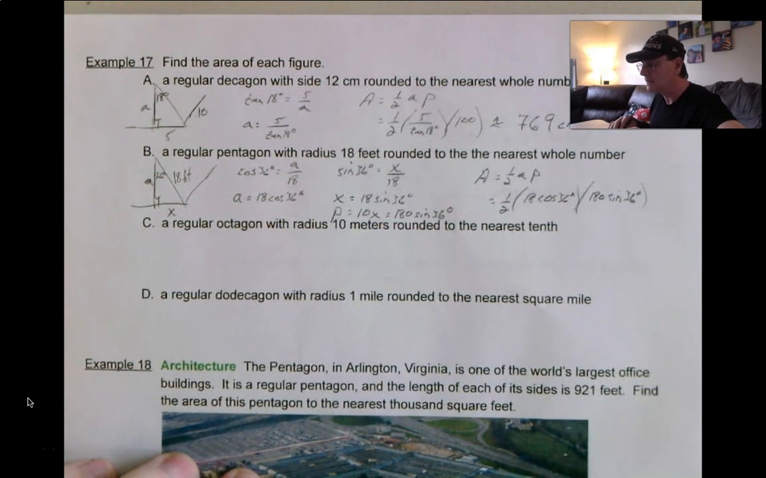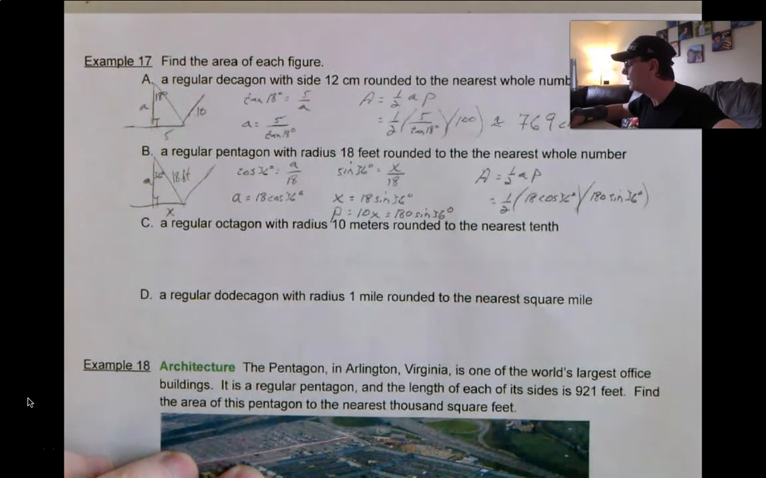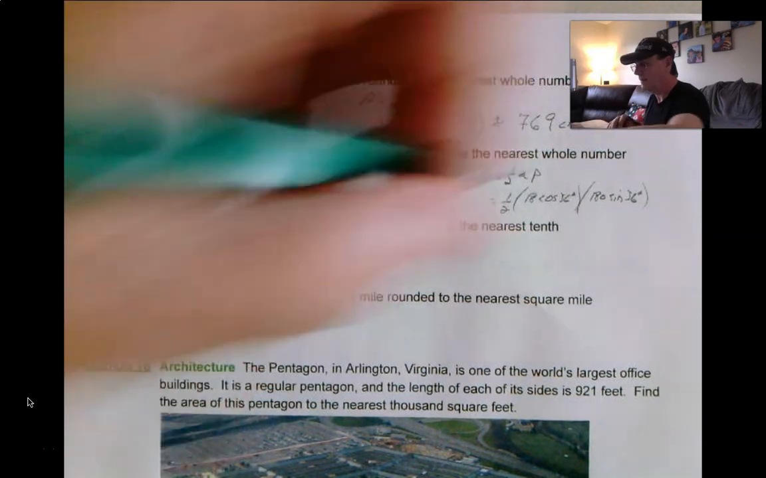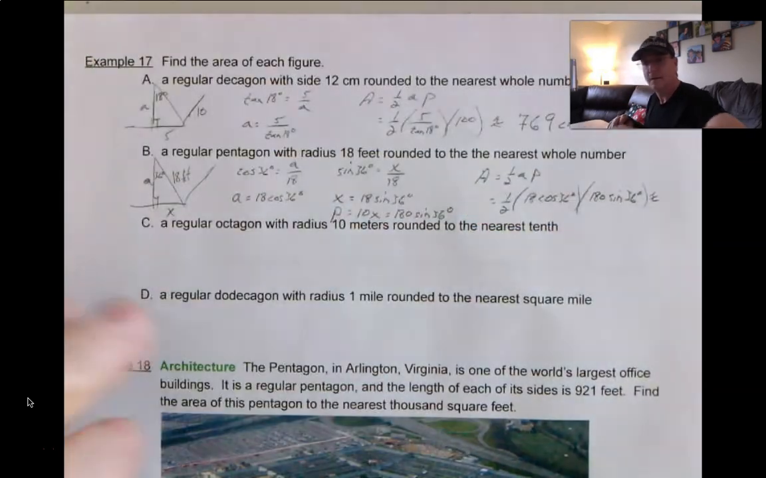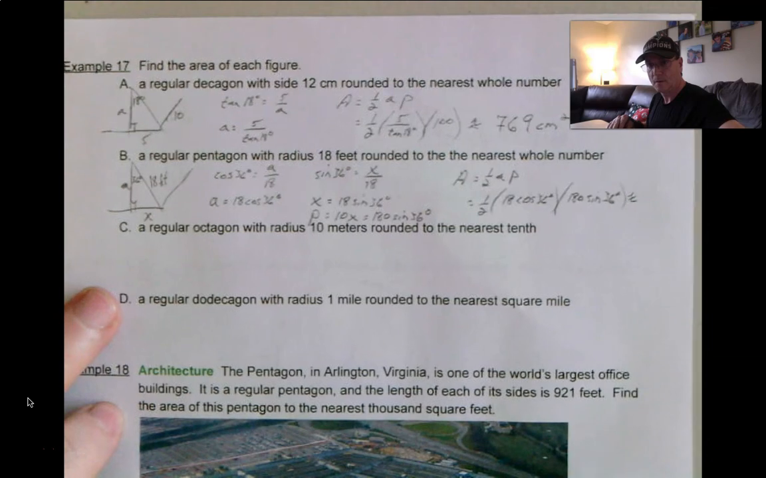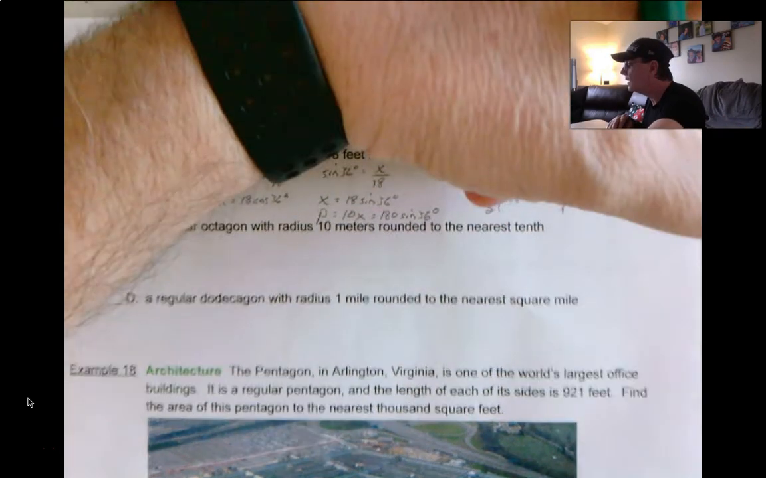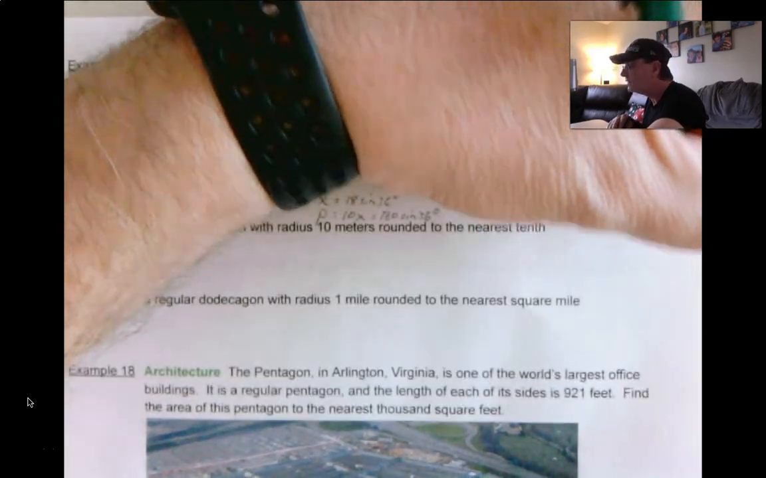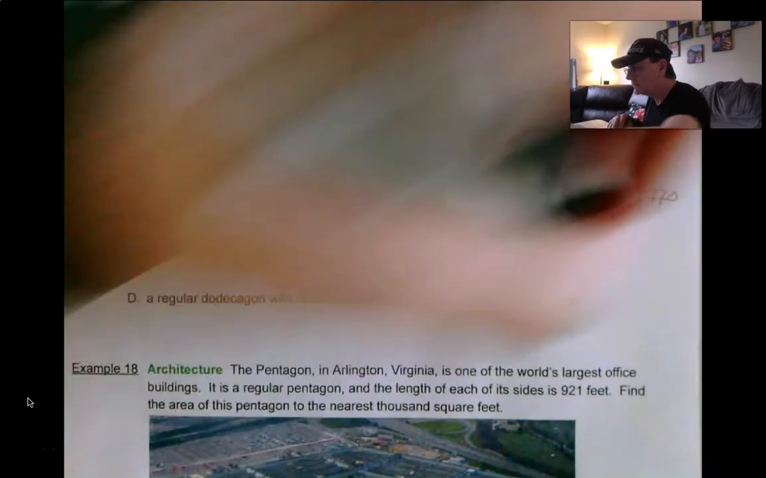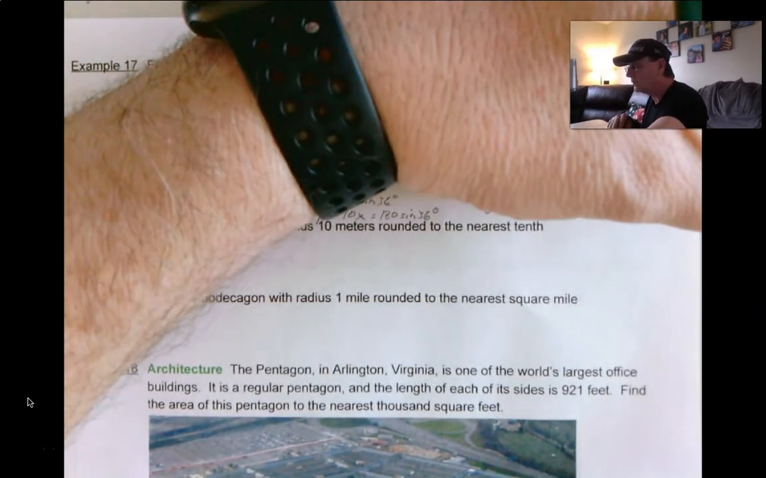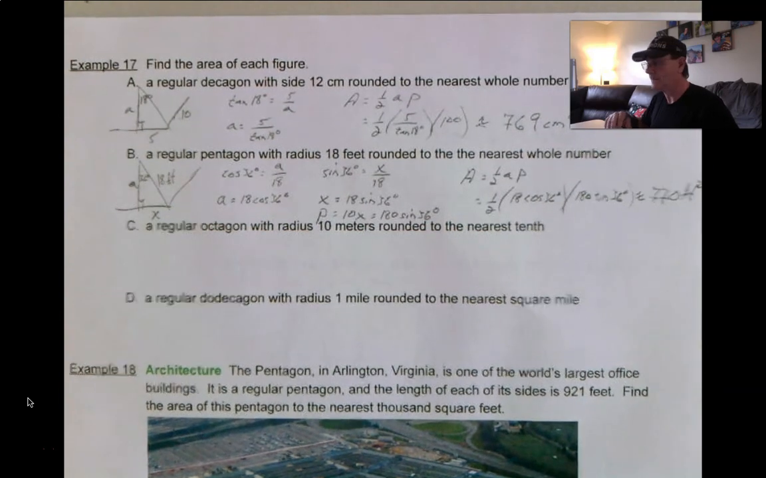I'm going to round this to the nearest whole number. So 9 times cosine 36 times 180 times sine 36 gives us approximately 770 square feet, or feet squared.